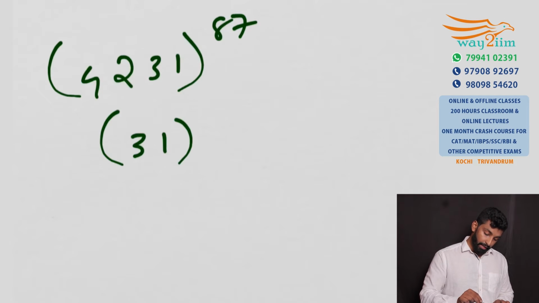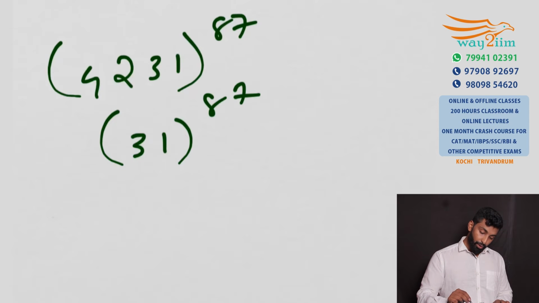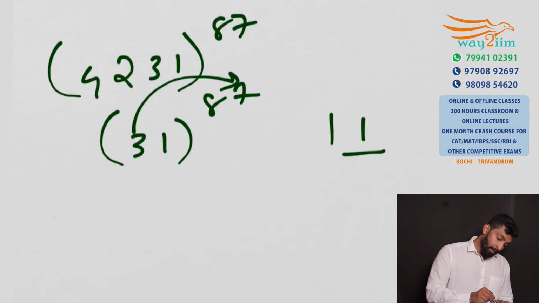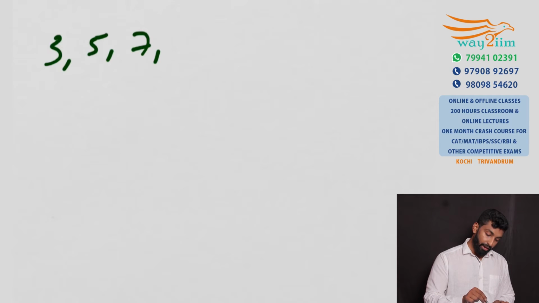You will write it as 31 raised to 87. Now you know the number ending in 1, so the last digit will be 1. The previous digit will be 3 into 7, that is 21, which you will take as 1. Right? Okay. Now we need to see numbers ending in 3, 5, 7 and 9.